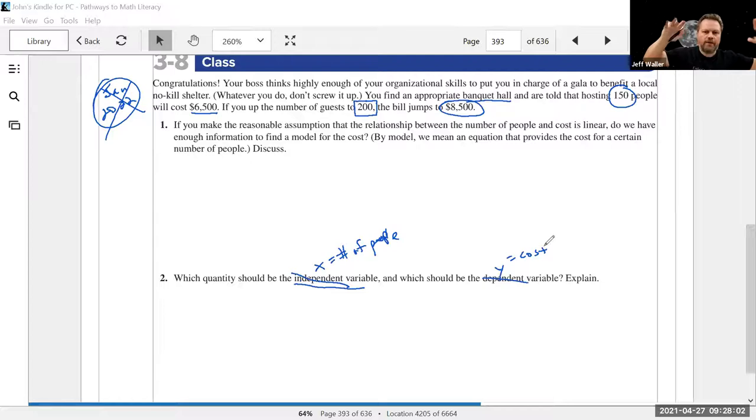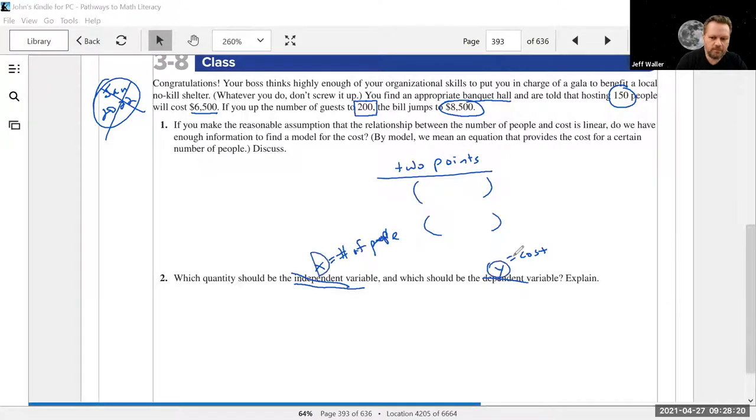So it feels like we should be able to find the equation of the line from what they told us. Can somebody I haven't heard from yet tell me what the two pieces of information look like as points? There are two points that they told me. One point is 150 and 6,500. And the second point is 200 and 8,500. Good. X is the number of people. Y is the cost.